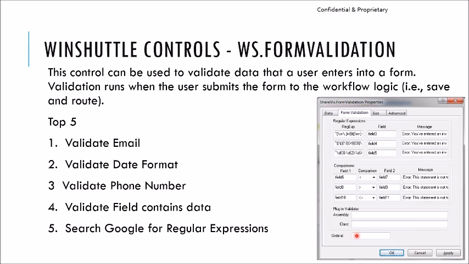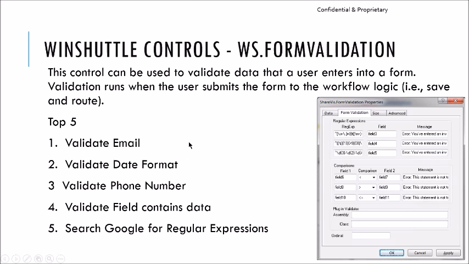What the custom code does is you can create your own custom code to look at the form and validate. Some of our top 5 things that we see us validating is the email address, a date format, a valid phone number, if a field contains data, so they can't submit it unless this field contains data, and our other things we say just search Google for regular expressions.